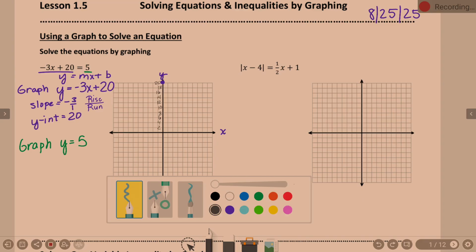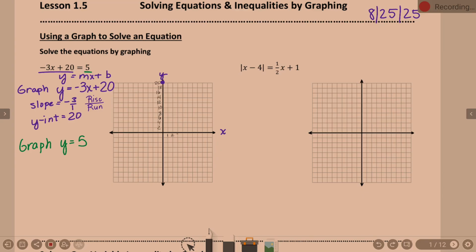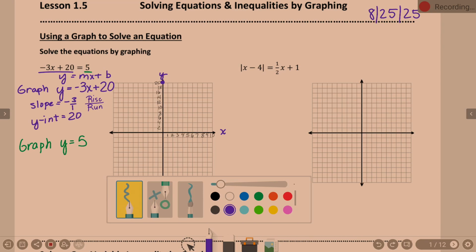So I'm fine with 1s. 1, 2, 3, 4, 5, 6, 7, 8, 9, 10. Or feel free to label every other number. I'm fine with that as well. But what I will say is put labels so we know what you're doing, especially if you had to scale one side.